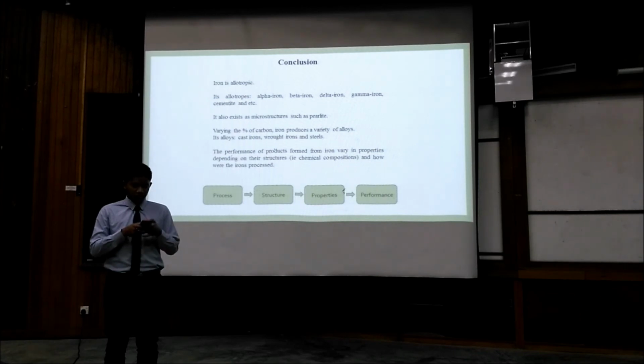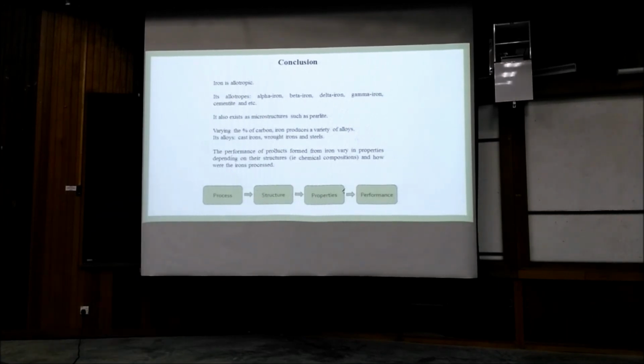Varying the percent of carbon, iron produces a variety of alloys, such as cast irons, wrought irons, and steels. And lastly, the performance of products formed from iron varies in properties depending on the structure and how the irons were processed.